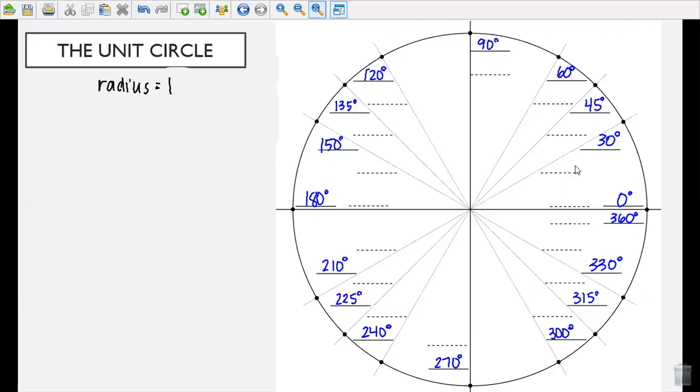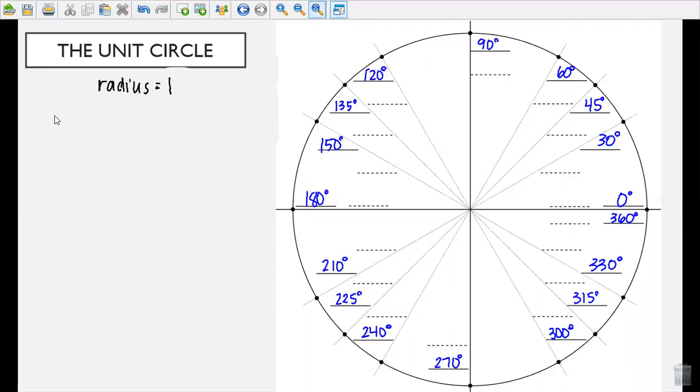And again, we could keep going. If I wanted to be more than 360, I would go all the way around plus some. We'll get into that in a second. But here's all of my degrees. The next thing we're going to add in, this dotted line, is going to be our radians. Now, we talked about going from radians to degrees and degrees to radians.